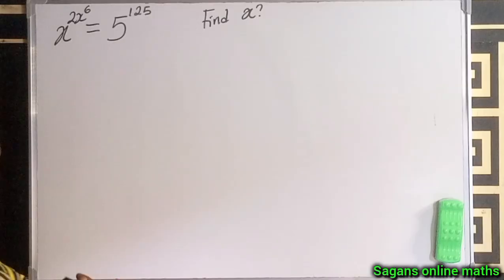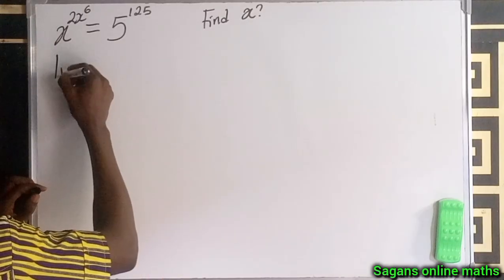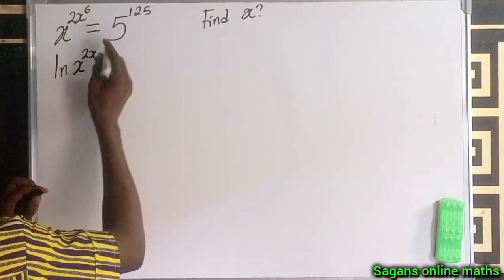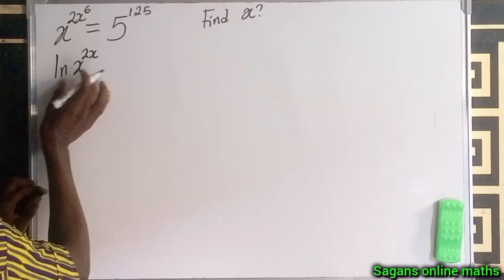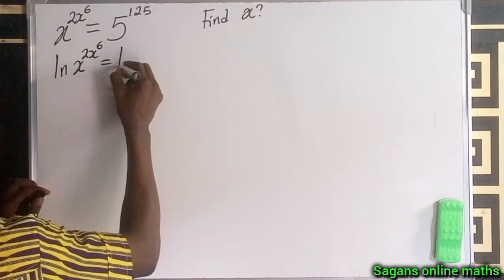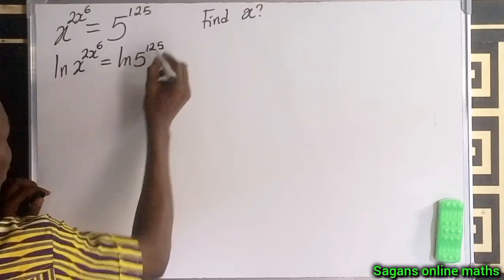Let's take the natural logarithm of both sides to make this question very simple. That means ln x to the power 2x, or no, not that. ln x to the power of 2 multiplied by x to the power of 6 equals ln 5 to the power of 125.